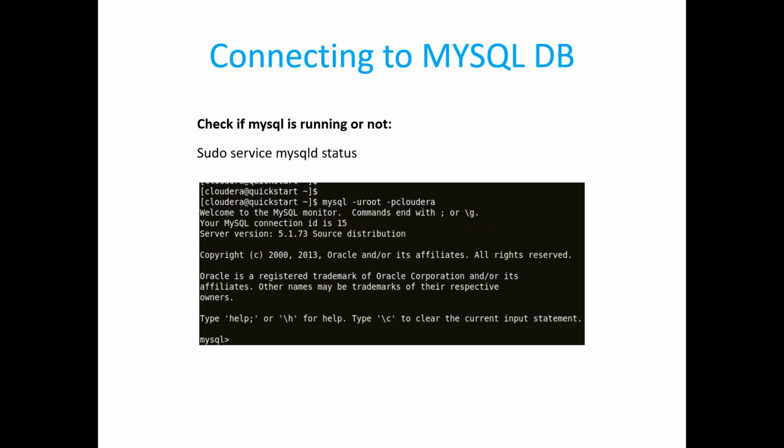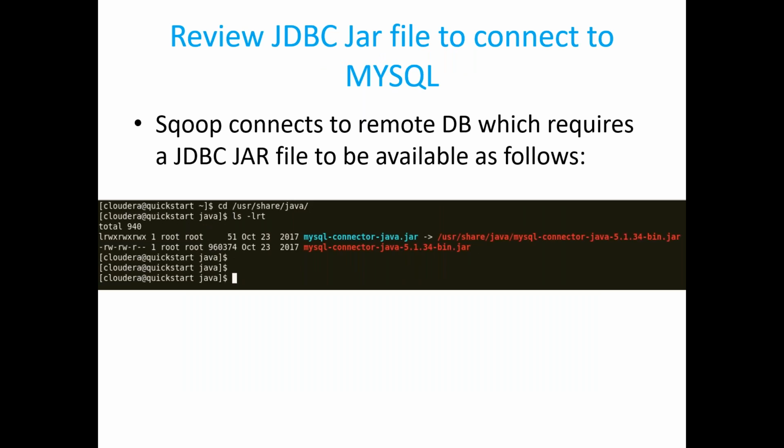So we have seen how to check the status of MySQL, whether it is up and running or not, and we are able to connect to it. One important point I want to mention here is that you have to know about the JDBC jar file. What is JDBC? JDBC stands for Java Database Connectivity. Even though we are going to run Sqoop commands, internally it is Java code which will try to connect to the MySQL database. That's why we need to have this JDBC jar file.